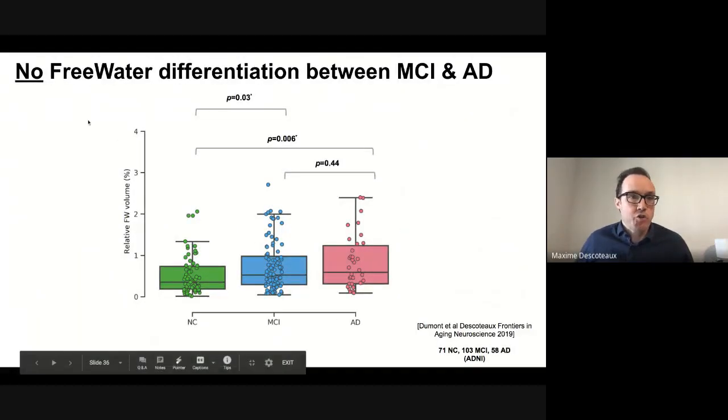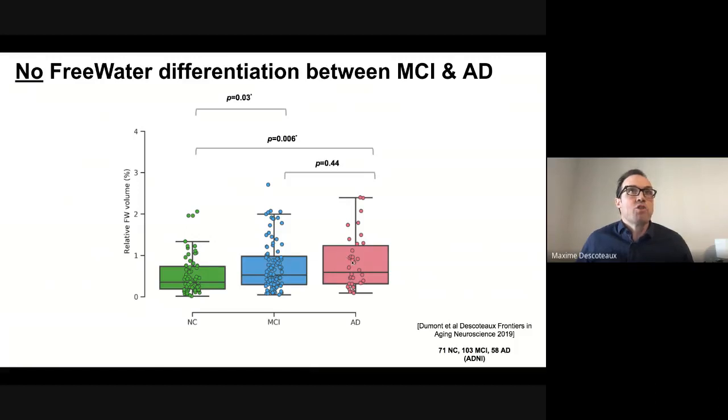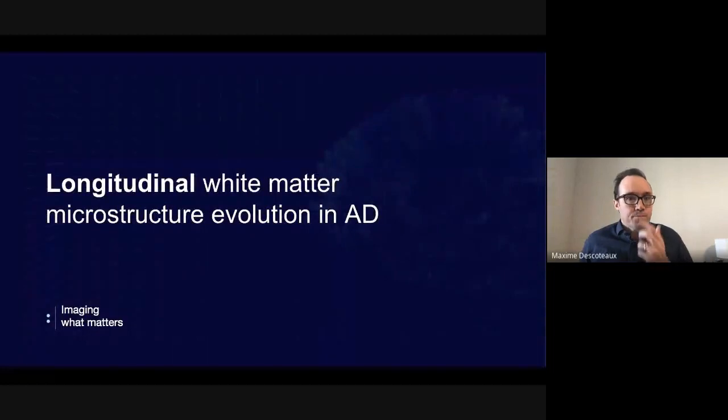And I just want to make sure to mention that there was no significant difference between MCI and AD groups, in a sense showing that the level of free water index in the safe white matter mask was already quite high and similar for both MCI and AD groups that are already, in a sense, affected by the disease.